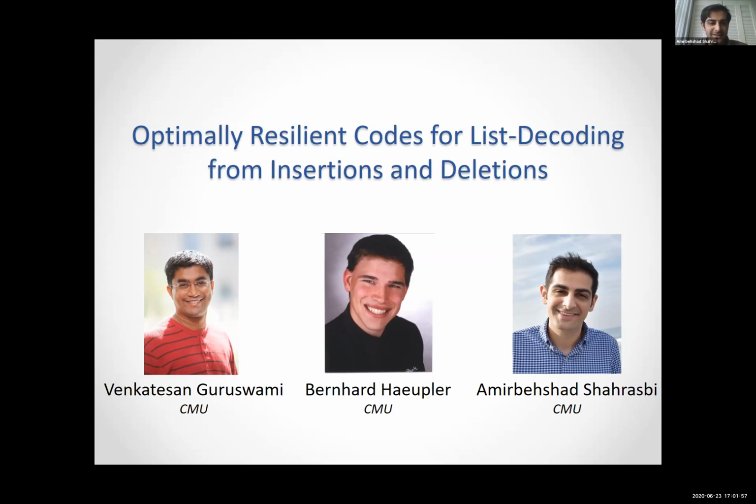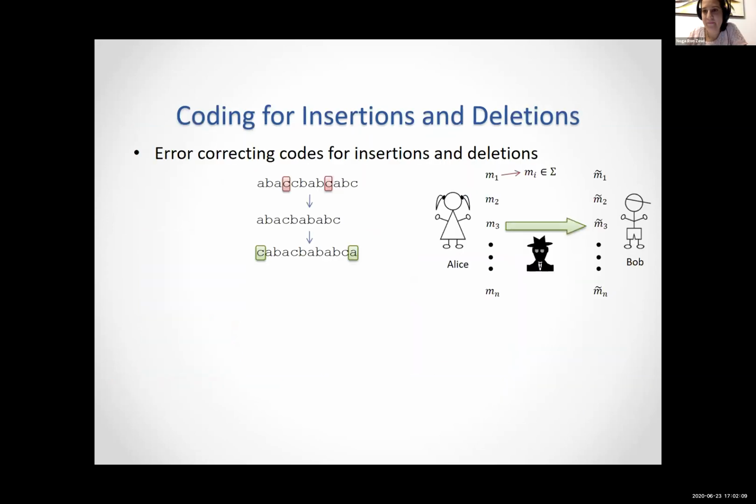My name is Amir, and as Noga said, I'm going to talk about optimally resilient codes for list decodable insertion and deletion codes. This is a joint work with my advisor Bernhard Haeupler and Venkat Guruswami. Let's start with just a general description of the problem statement. We are going to generally talk about error correcting codes that correct from insertions and deletions.